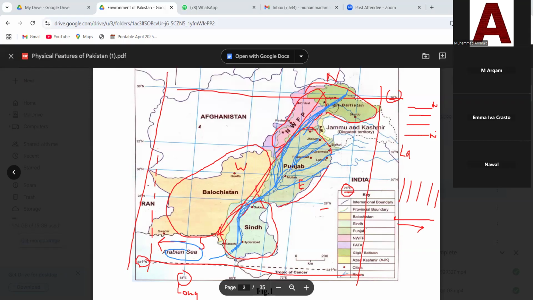These different channels of Indus have their own names, right? And these channels join Indus at this point in Punjab. All right. This is where all of these five rivers join and make up River Indus. Guys, does that make sense?